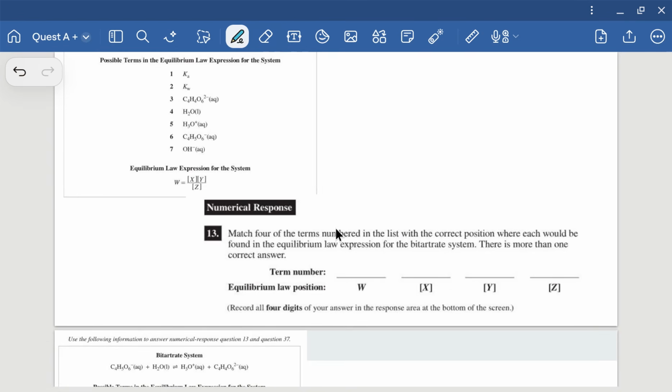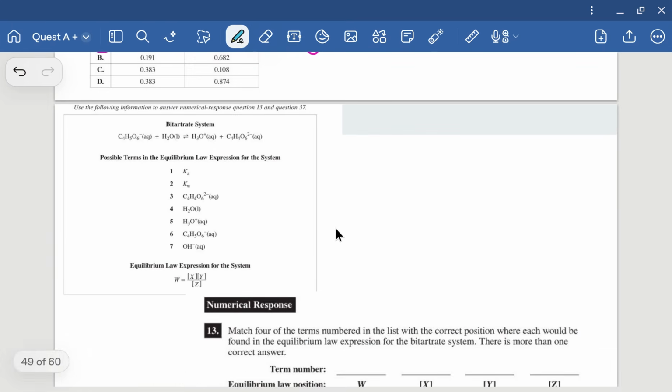So the terms with the correct position. Okay, so we have our reaction here. We want to see that hydronium is being produced. So this would be a Ka value, not Kw. What's the next one? The concentration of X.